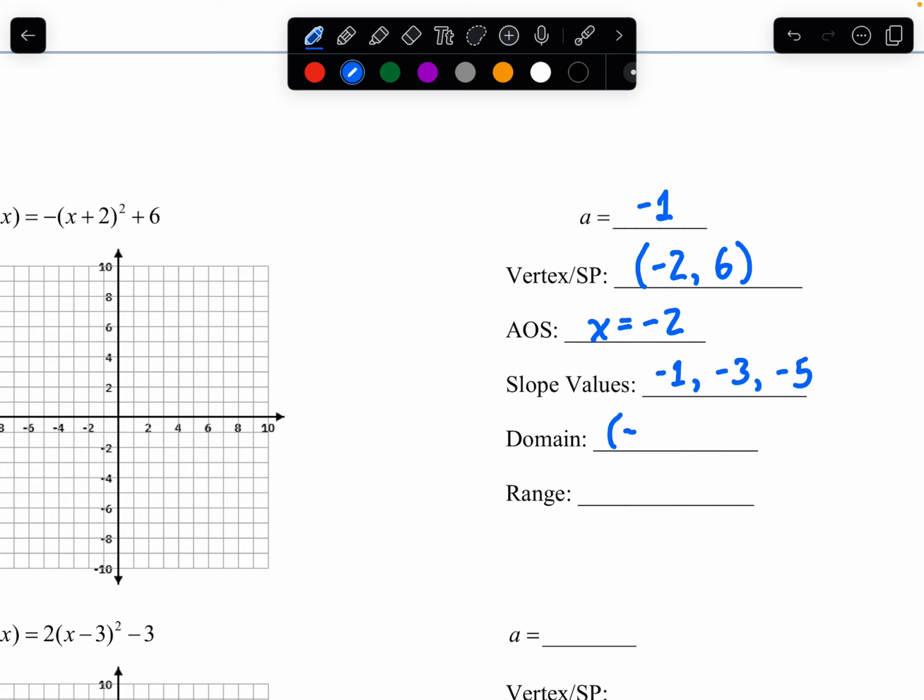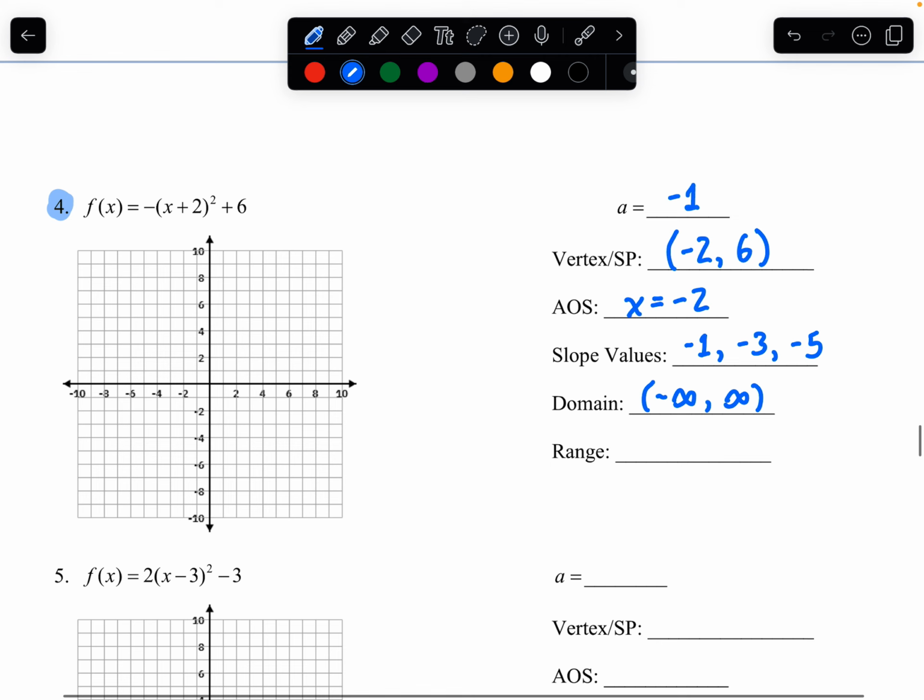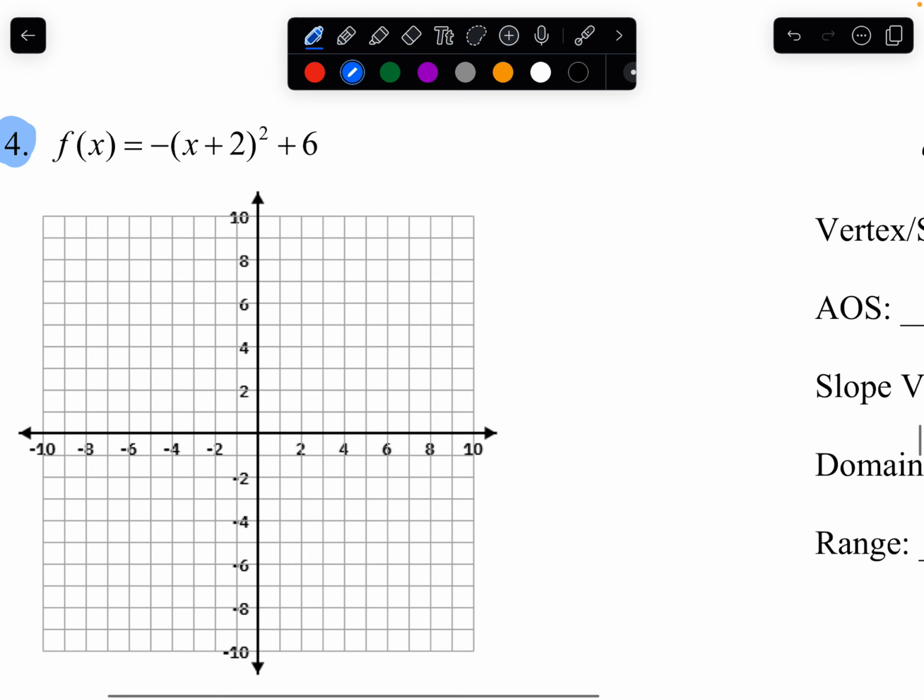My domain is, again, negative to positive infinity. Now, the range is going to get flipped. And if you're ever having trouble, I like to use the graph here. So I'm going to go -2, 6 is up here. We go down 1 to the right 1, down 3 to the right 1, and then down 5 to the right 1. And we do the same thing on the other side. You can see that nice parabola, and we draw our curve.